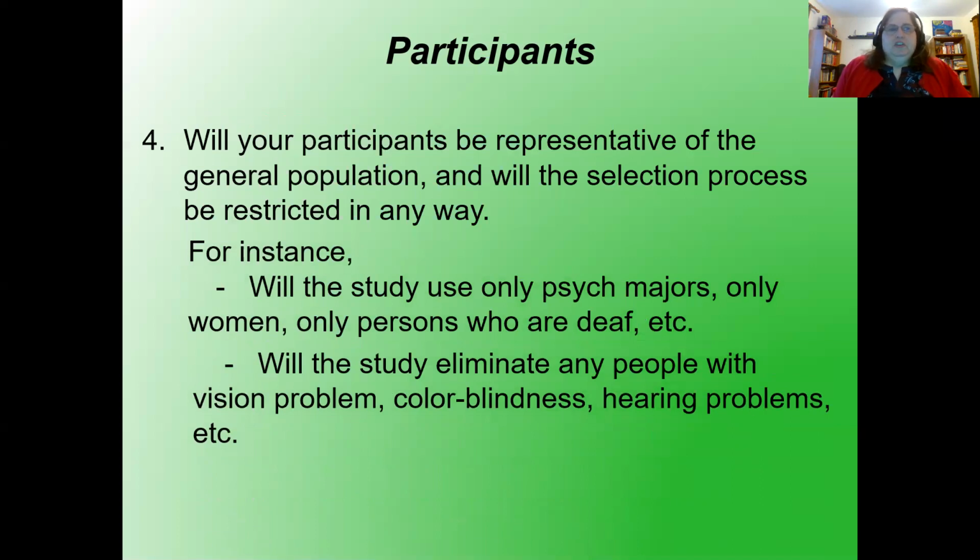Other examples: will the study only use psych majors, only women, only persons who are deaf, etc.? Will the study eliminate any people with a vision problem, color blindness, hearing problems, etc.? So these are things you want to think through for this part of your write-up.